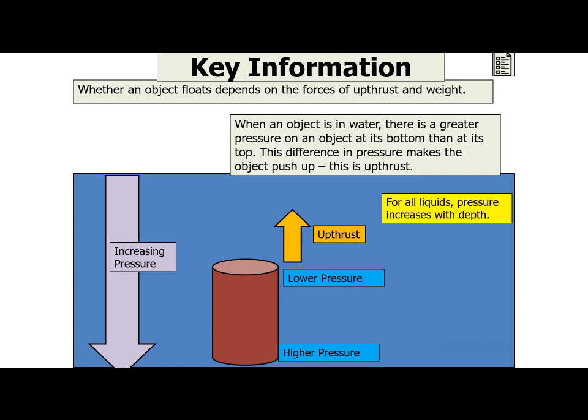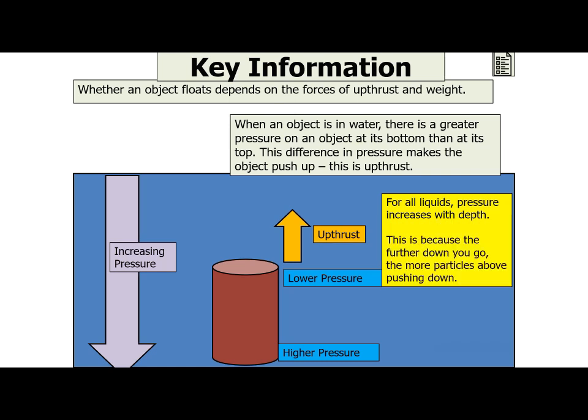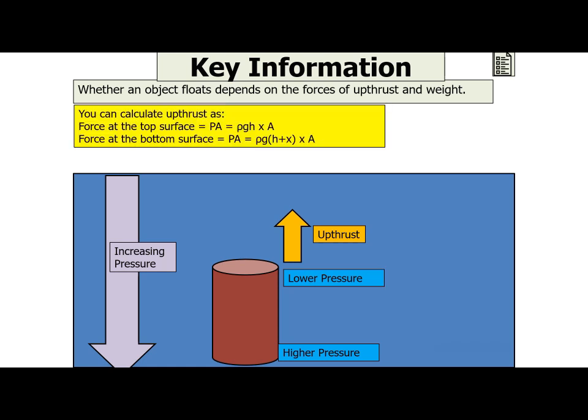Now, like we said, for all liquids, pressure increases with depth, because the further down you go, the more particles above you pushing down. Now we can calculate upthrust. The force on the top surface is pressure times area, so it's rho g h times A. Whilst the force at the bottom surface, again pressure times area, is rho g times h plus x, the increased distance, times A. So the resultant force is the two forces subtracted from each other, which is equal to A rho g x.